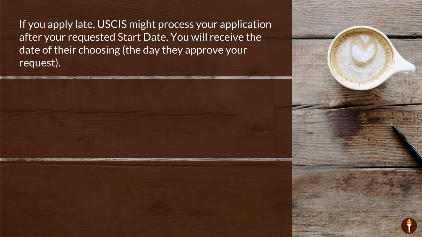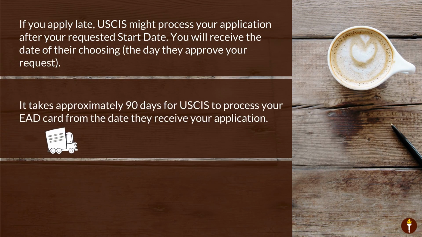If you apply late, USCIS might process your application after your requested start date. You will receive the date of their choosing, the day they approve your request. Remember, it takes approximately 90 days for USCIS to process your EAD card from the date they receive your application.